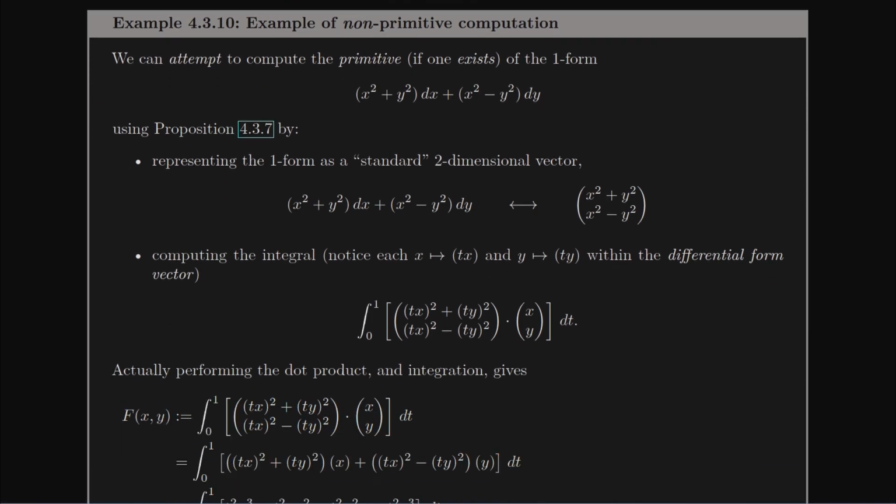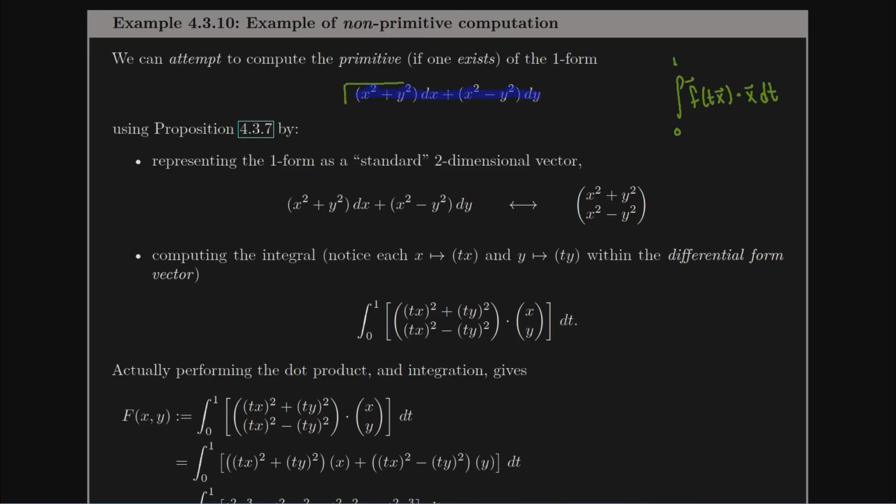I'm going to do one more example, more as a caveat than anything else. This is an example of a non-primitive computation. Let's start with the differential one form here, and let's go ahead and run the procedure to compute a primitive. So here's my procedure yet again to compute a primitive.